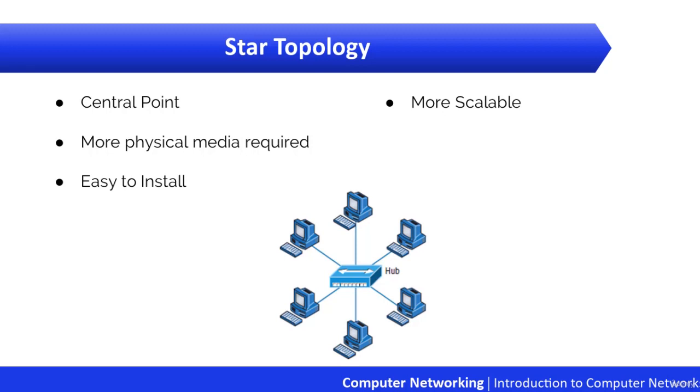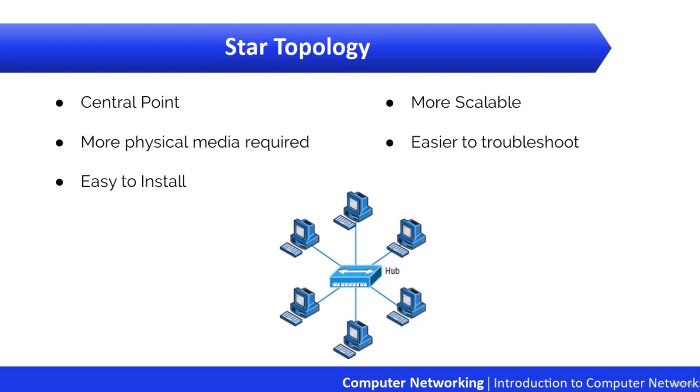All you have to do, if you want to add a new device, is connect the new device to the central hub or the switch and you are done. As you can see on the screen, all the 6 computers are connected directly to the hub. So if you want to add a new computer, you just have to attach the new cable to the hub.